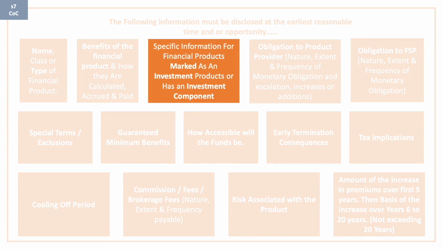Section 7, paragraph 1C, subsection 3 states that specific information for financial products marked as an investment product or has an investment component needs to be provided and disclosed. Therefore, when a financial product has an element of an investment, then there are additional disclosure requirements that need to be provided to the client about the financial product. Let's go through these disclosures.